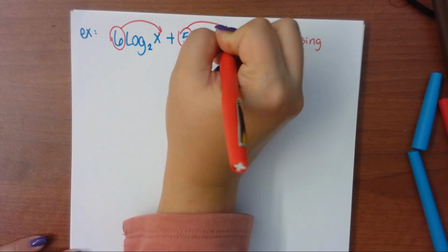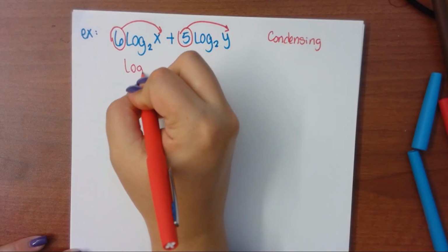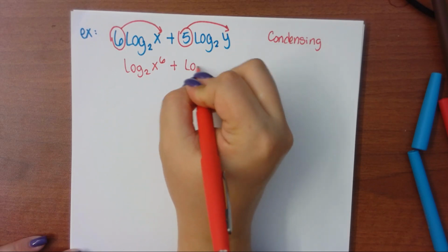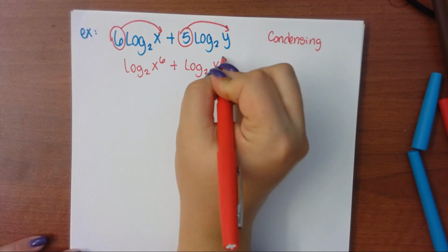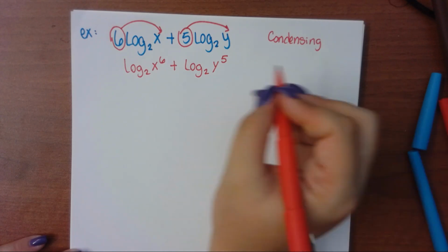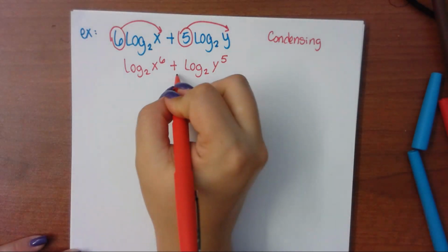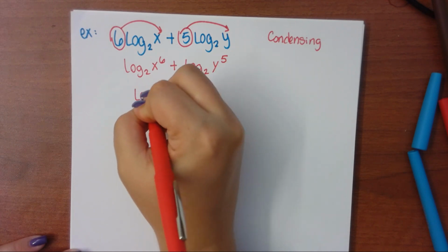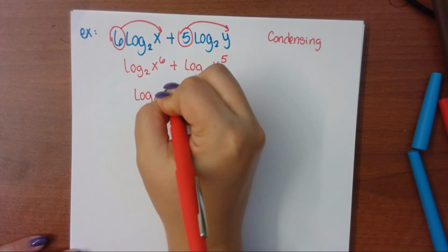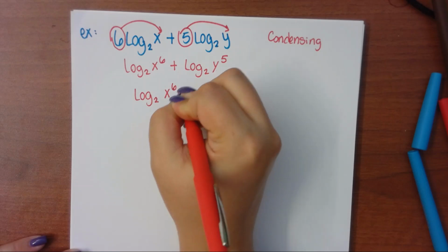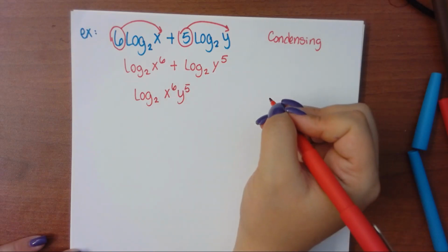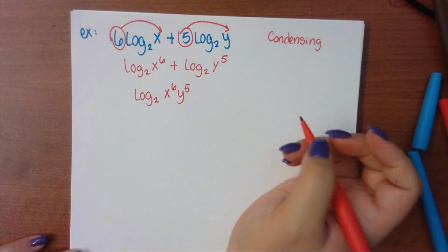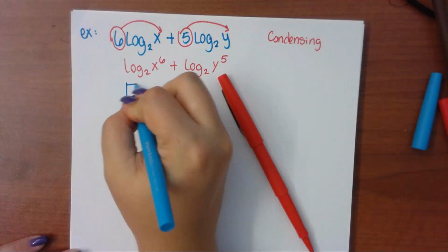So this is going to become log base 2 of x to the 6th power plus log base 2 of y to the 5th power. Now I see that I have an addition. Now that addition becomes that product property. So I'm going to write this as multiplication. Log base 2 of x to the 6th times y to the 5th. Now I can't combine them because they don't have the same bases, but that's it. That's a condensing problem. And we have successfully condensed as far as we can go.